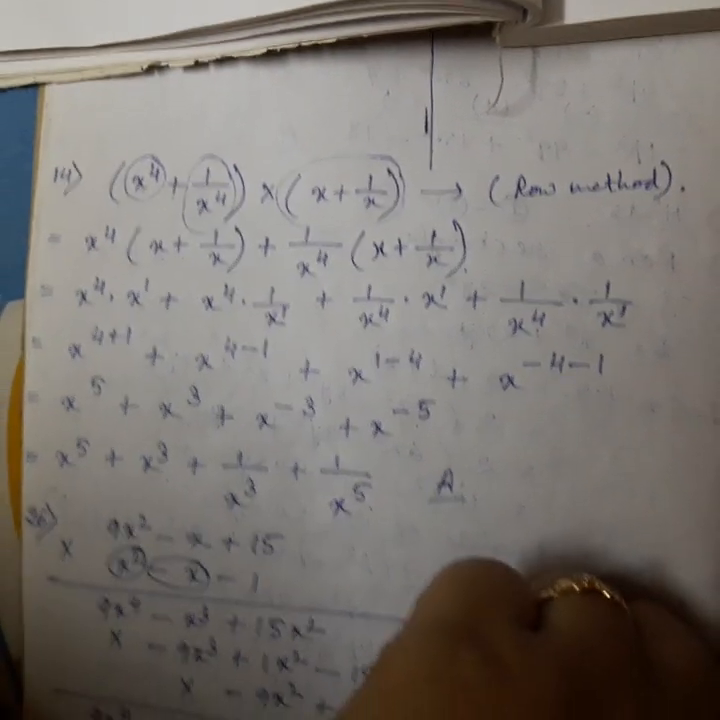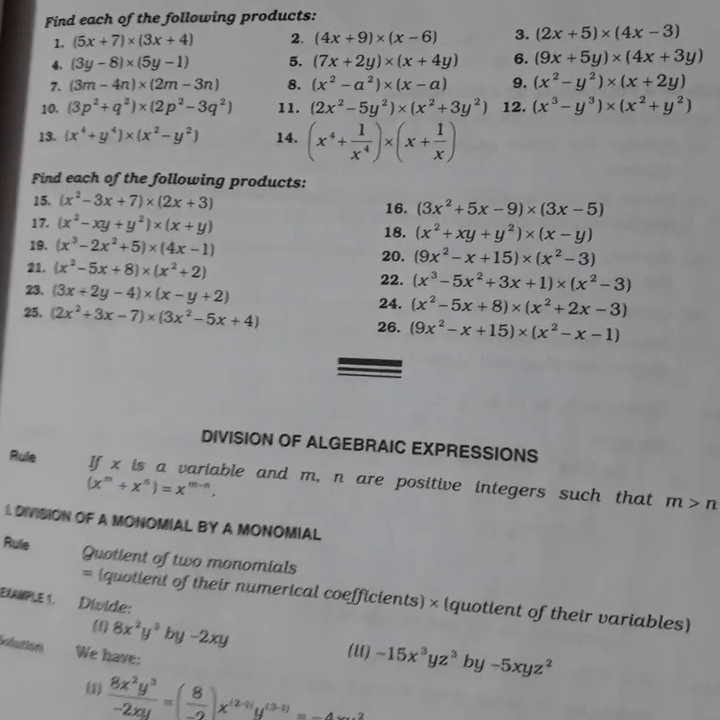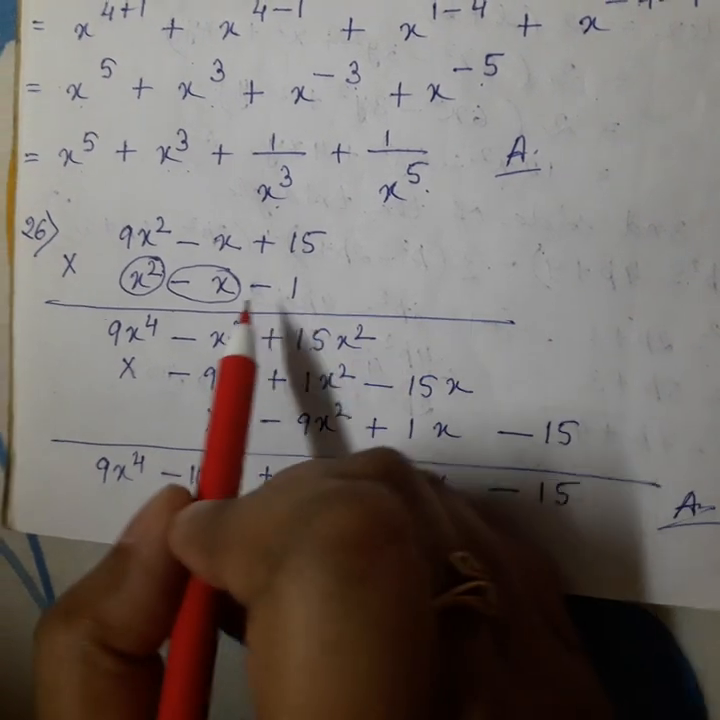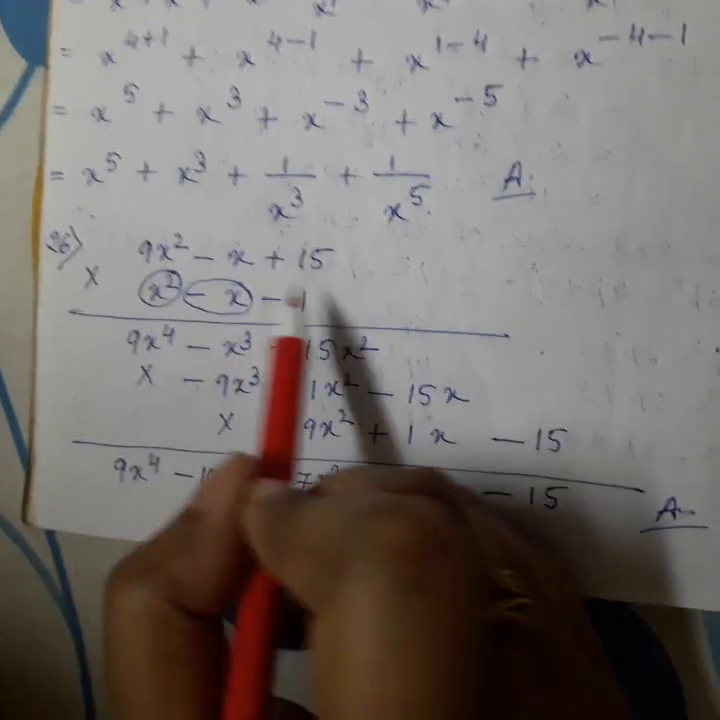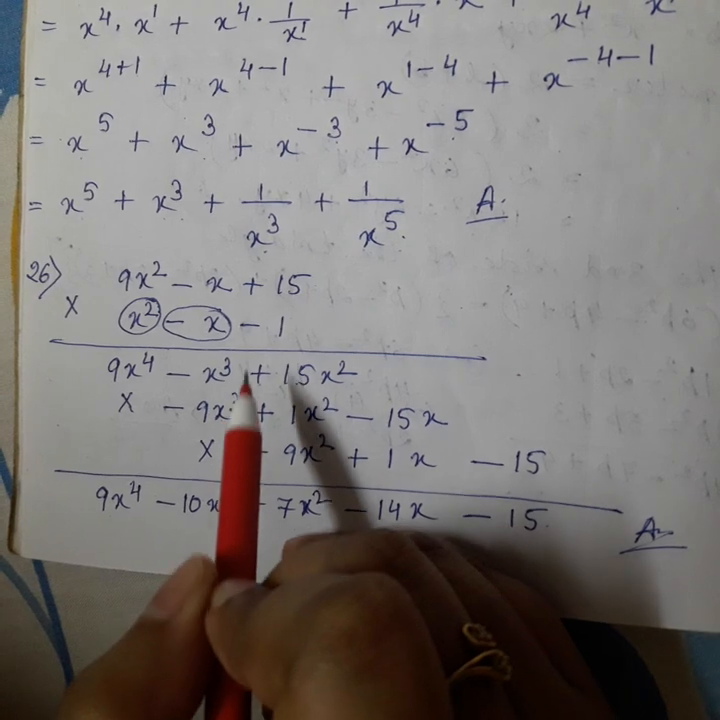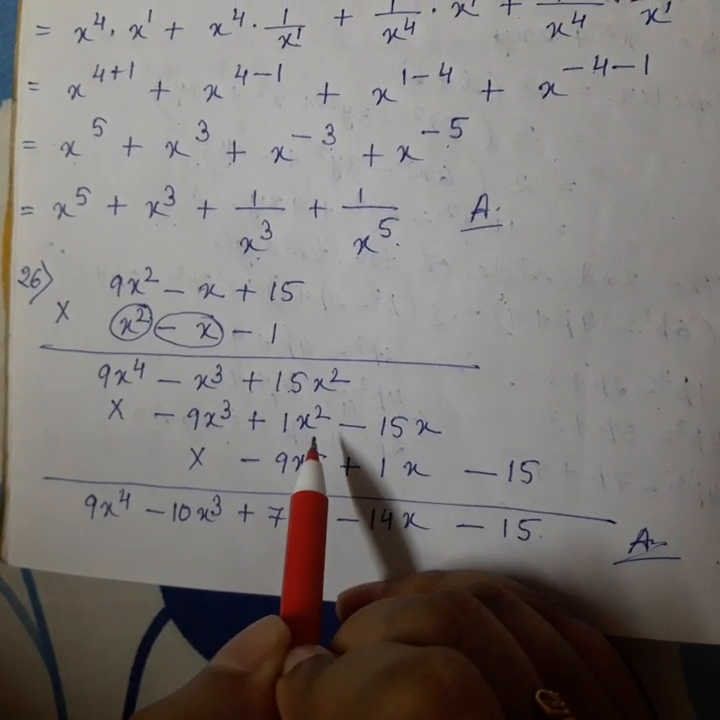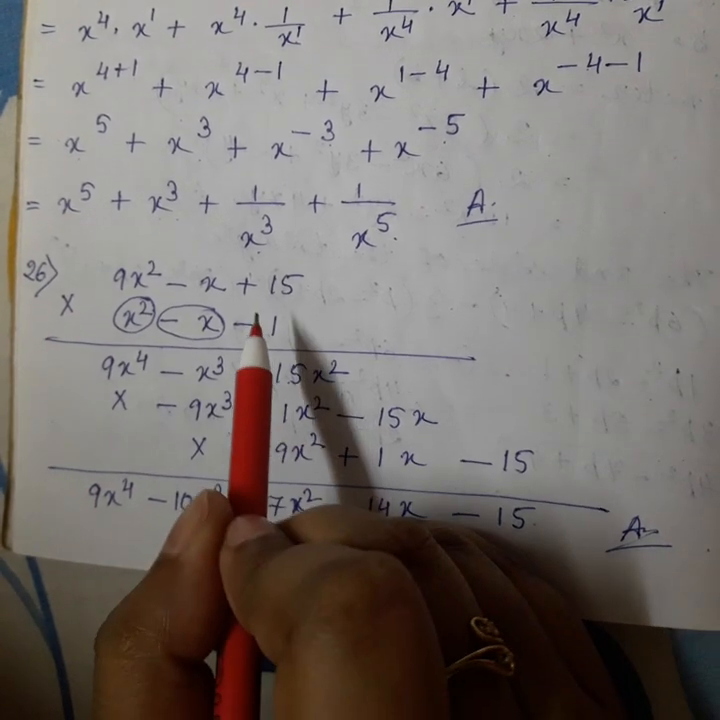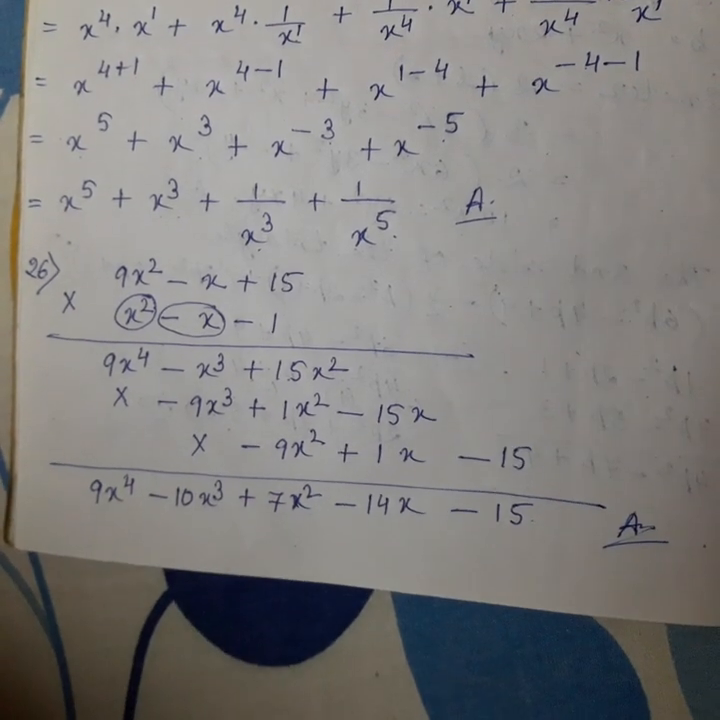Now I have done question number 26. Question number 26 I have done in column method, because here three terms are there, so it will be easy to solve by column method. Because if we apply the row method, we have to do many steps. Here within short steps we can complete that.